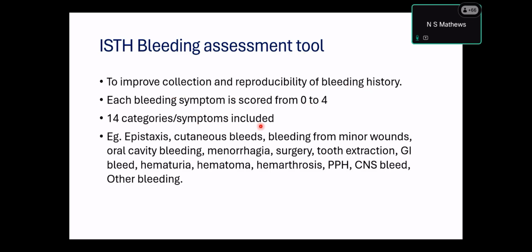There are 14 categories of symptoms included: cutaneous bleeding, minor wound bleeding, oral cavity, menorrhagia, surgery, tooth extraction, GI bleeding, hematuria, hematoma, hemarthrosis, and so on and so forth. So 14 categories, scored 0 to 4, and you give the score. It takes around 20 minutes to correctly administer this bleeding tool, but it's very useful. Now, let me try to show you.